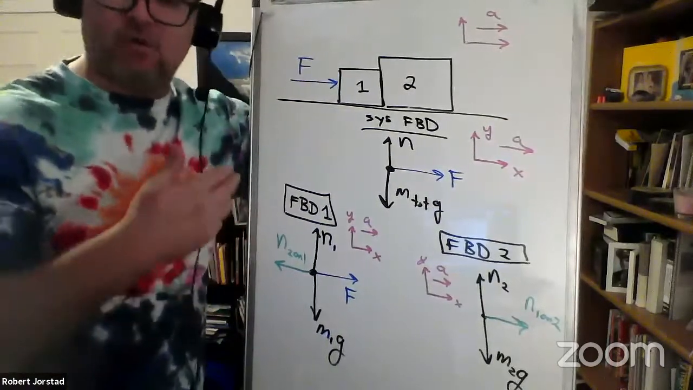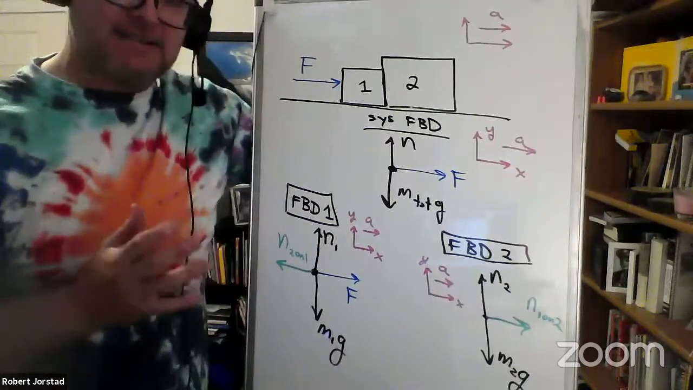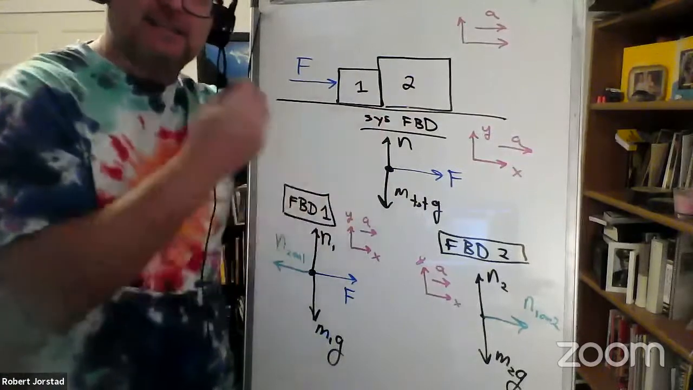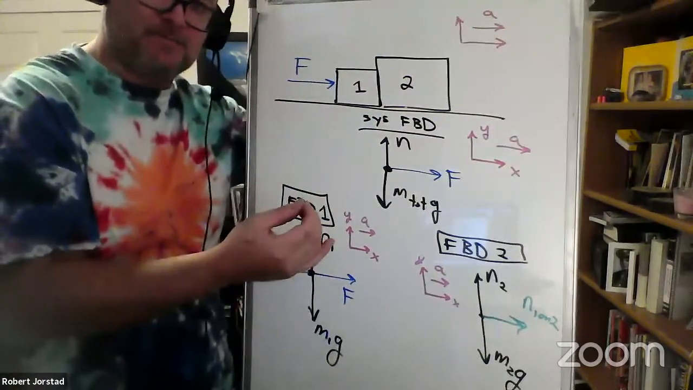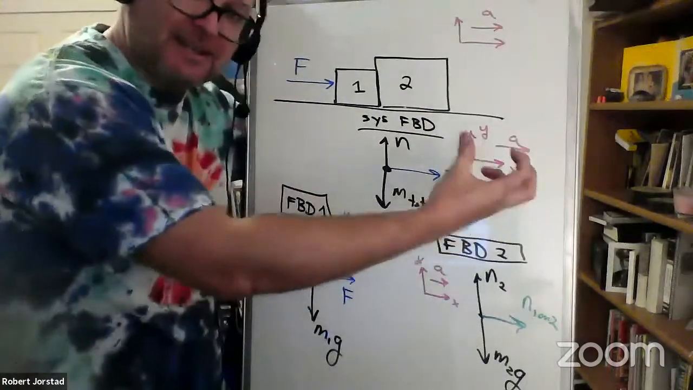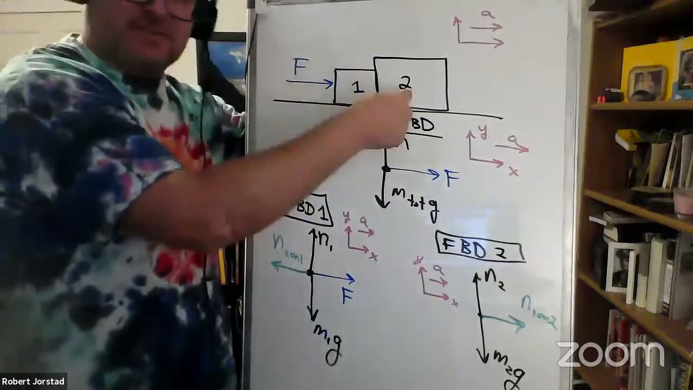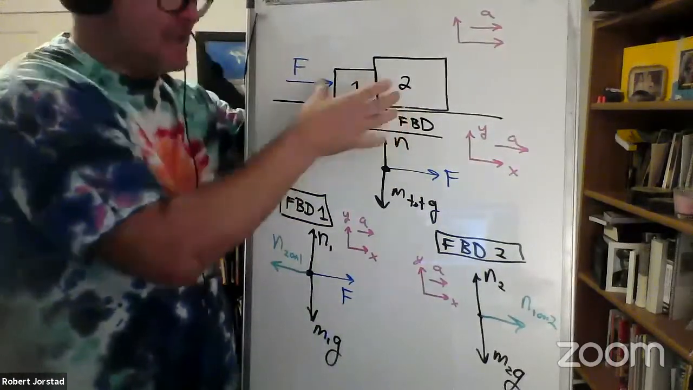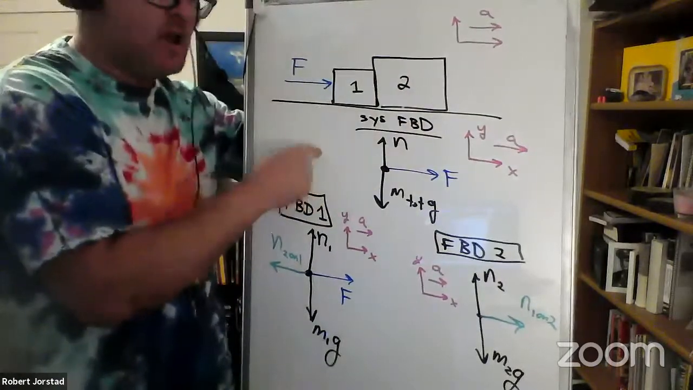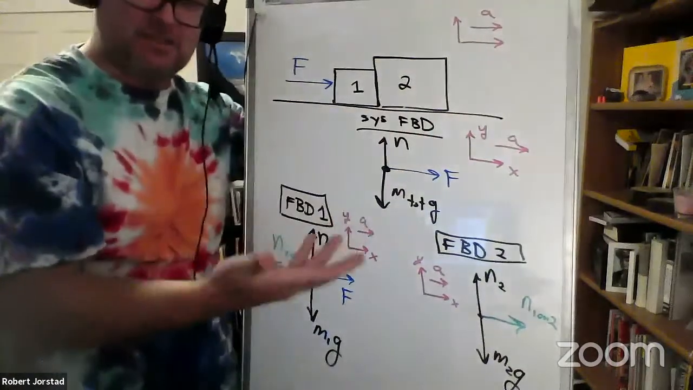But this is going to be where we pick up next time. It's almost time for class to end here. But the idea is there are things called system FBDs where we group objects together in certain special cases. The only time you can group them is when they move in unison like a single object. If object 1 was accelerating faster than object 2, it would be crushing into object 2. That's a different problem. We wouldn't treat them as a system. Or if object 2 was accelerating faster than 1, well, they're separating. We wouldn't want to treat them as a system.